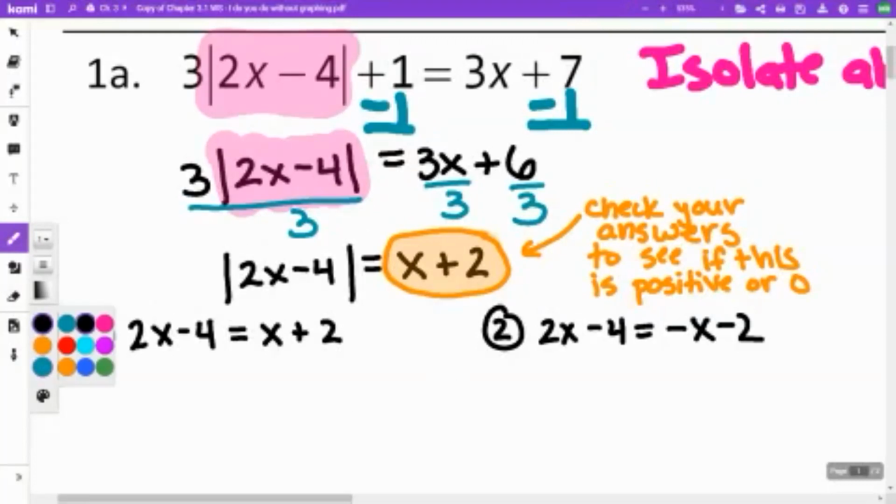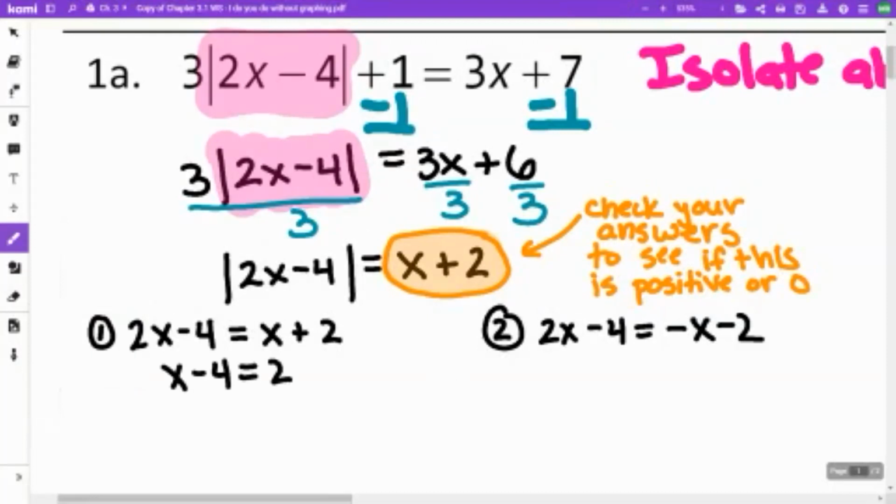So when I solve this, I am going to minus x from both sides, and I'm going to get x minus 4 equals 2. I'm going to add 4 to both sides, and I get x is equal to 6. Now, I'm not going to circle that answer until I check it, okay?